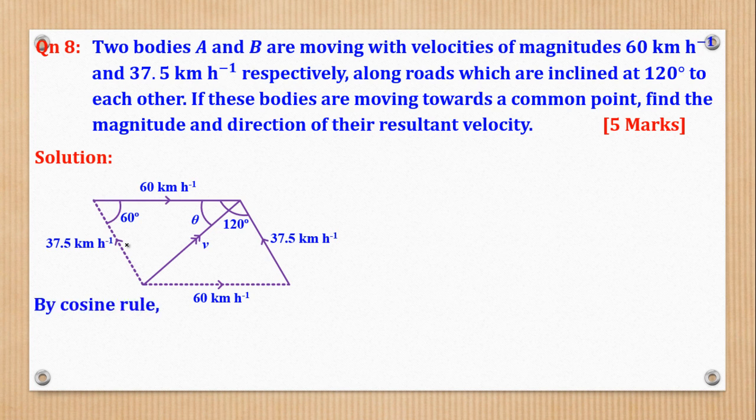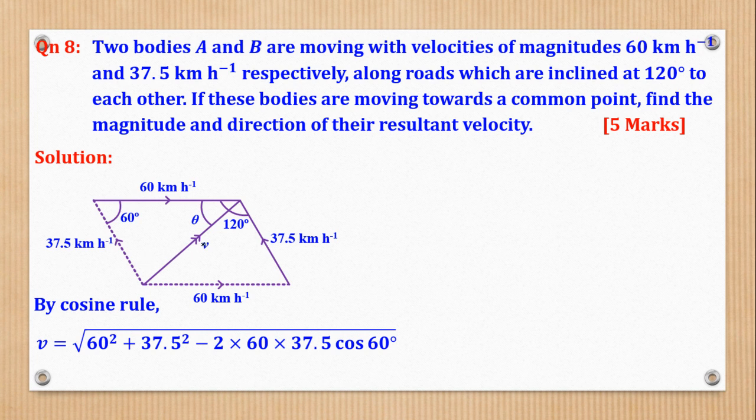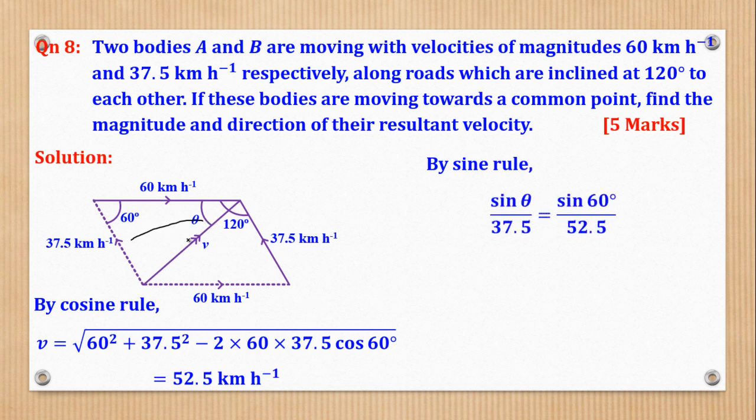Now I can use the cosine rule to get the value of v, because with this v I know this angle and the velocities which enclose the angle. So the velocity will be that. Then by sine rule, sine theta over 37.5 is equal to sine 60 over 52.5. Then you make theta the subject, and that's what they wanted.